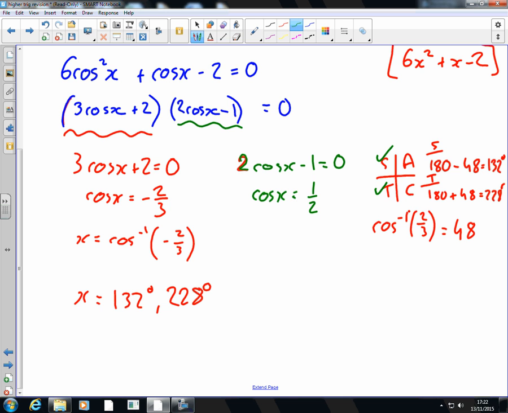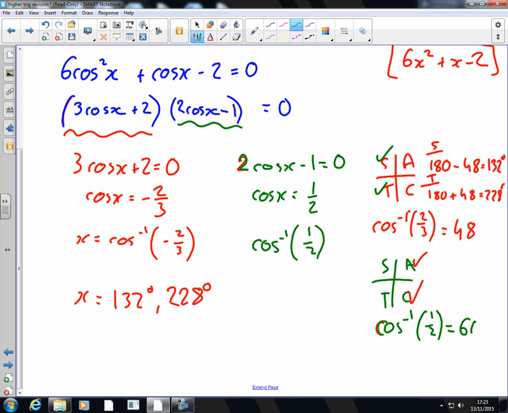Now for the green one, cos inverse of 1/2. Again, I'm going to have to do my cast diagram. I'm talking about a positive cos, so I'm in the first two. Inverse cos of 1/2 we know is 60 degrees. For the all quadrant, it's just going to be 60, and for the cos quadrant, it's 360 minus 60, which is 300. Which means for the green one, x is equal to 60 degrees and 300. So there's my solutions.